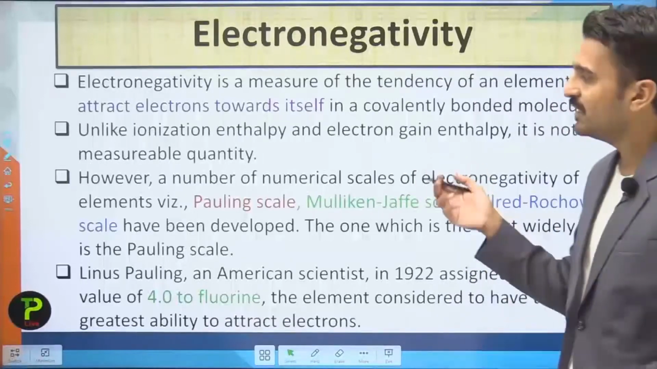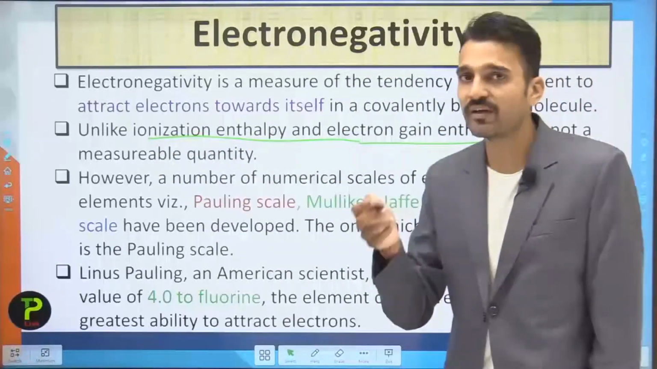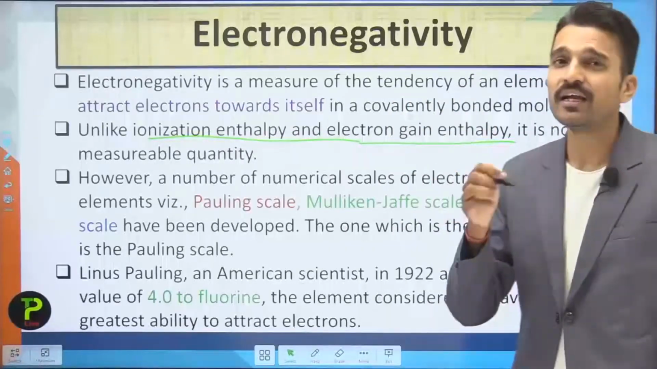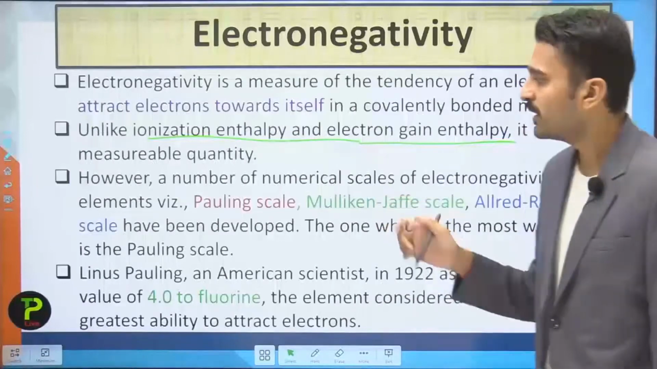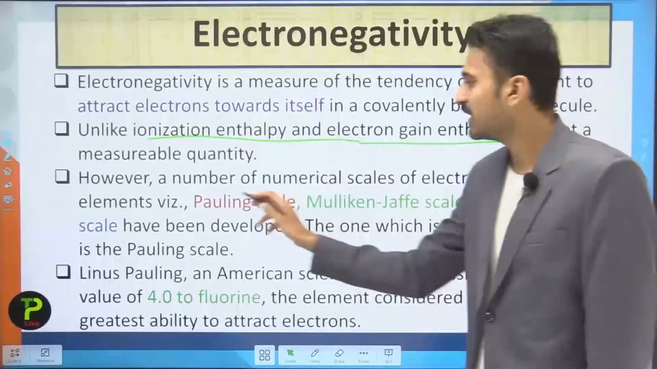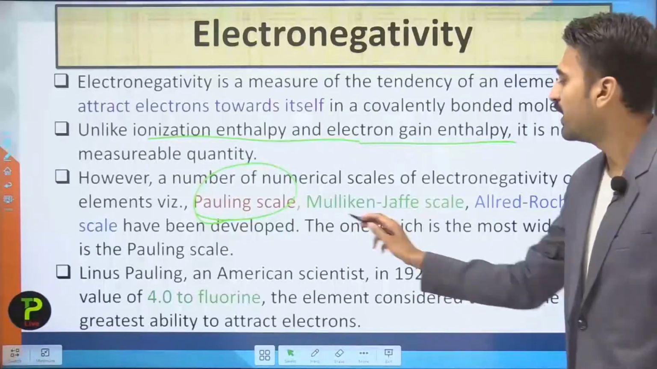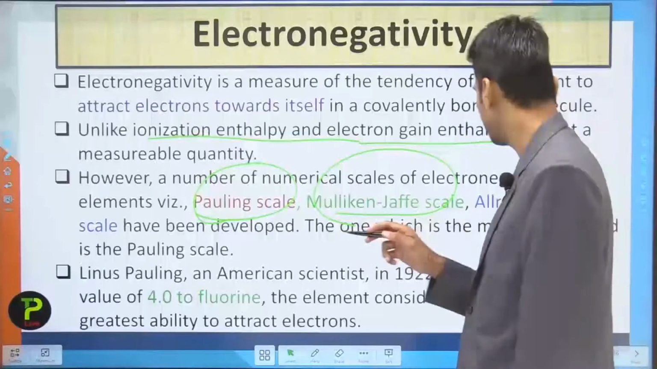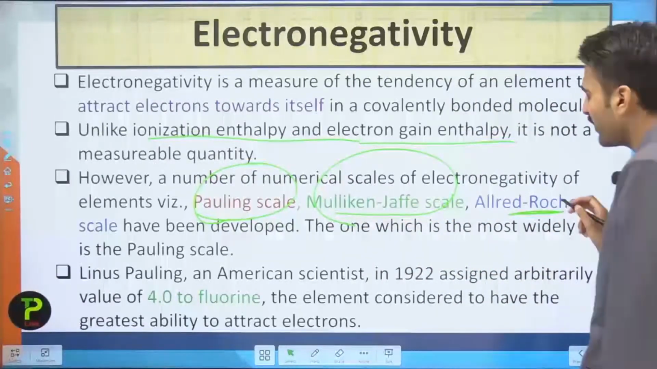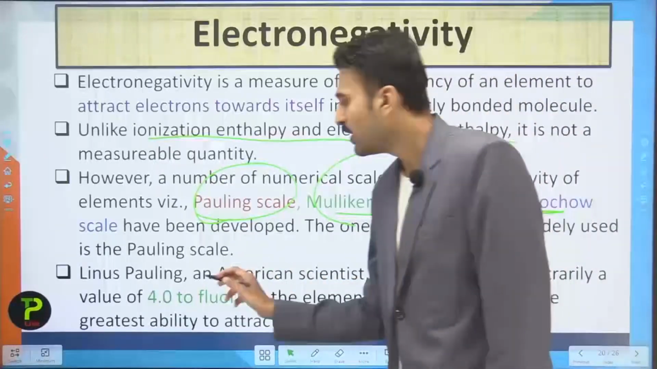So here you can see that ionization energy and electron gain enthalpies can be measured, while electronegativity is simply a measure of tendency, so it cannot be measured. But we have a scale given by Pauling, so we call it the Pauling scale, and the Mulliken scale and also the Allred-Rochow scale. But the most correct and precise scale is the Pauling scale.